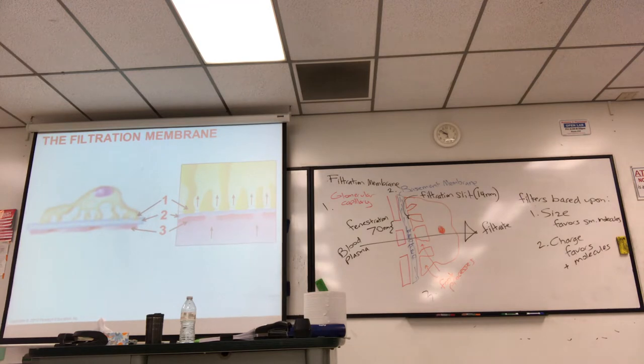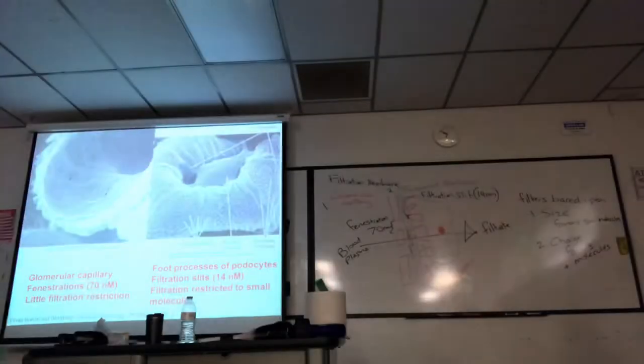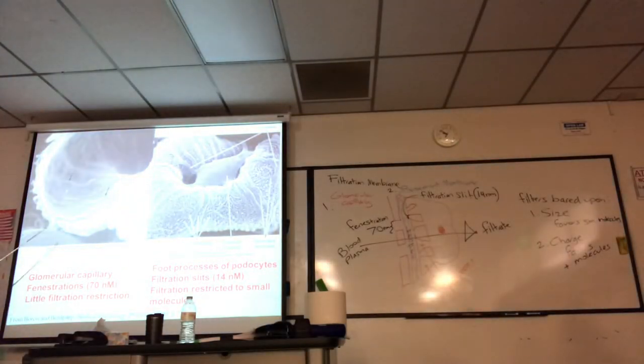Here's a real picture. The real picture is way better than the illustration. I'll turn the lights out so you can see the detail. If you look at a glomerular capillary from the inside, look at all those holes. There are too many to point to. It's literally covered with fenestrations. Everything would leak out through your kidneys if it weren't for the filtration slits on the other side of those holes.